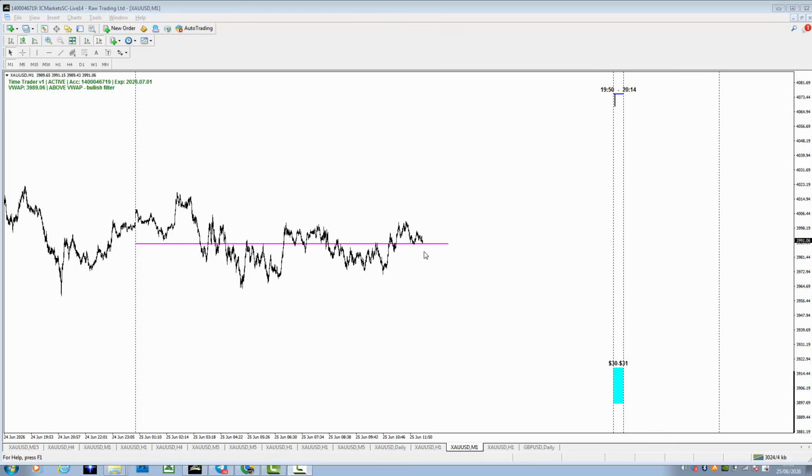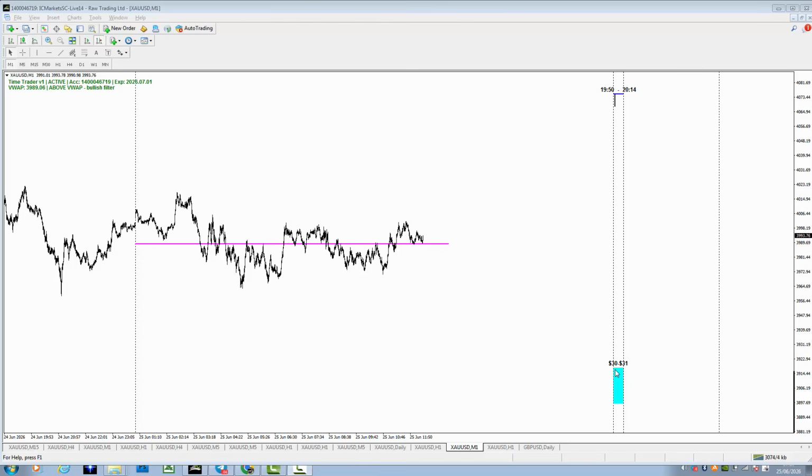So it's not yet the American session. So I'm not really interested in using Time Trader because usually momentum is a little bit slow in the London session. So I'm going to wait for New York, and I found out that the best time to use Time Trader is in the American session. So that's any time after about 1 o'clock GMT.